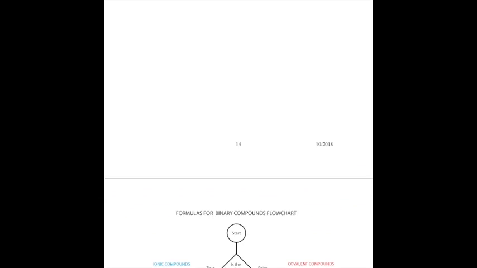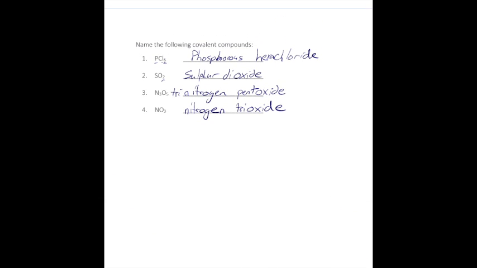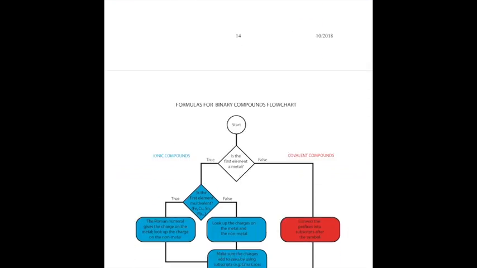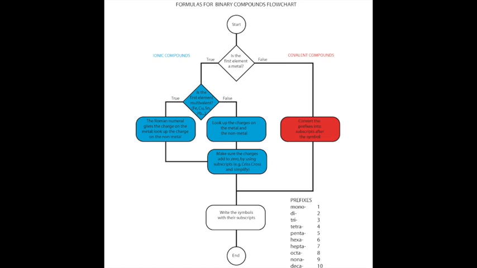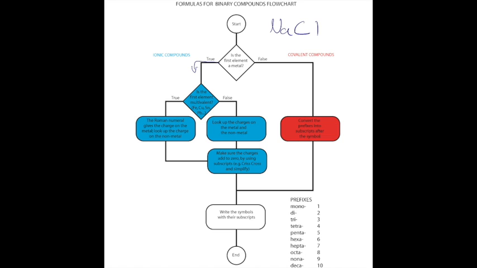All right, so there will be a worksheet coming out for you to practice that. Here you can see some formulas. This is a naming sheet if you want to try sort of a flow chart. So you get a chemical and you say, all right, is the first element a metal? And if the first element is a metal, then you have to go down this path over here.